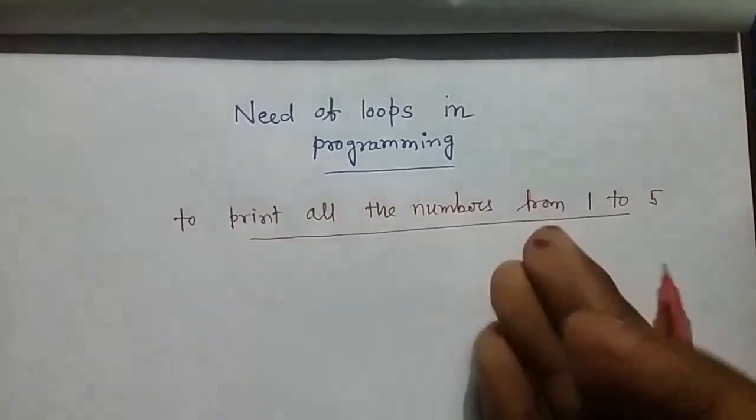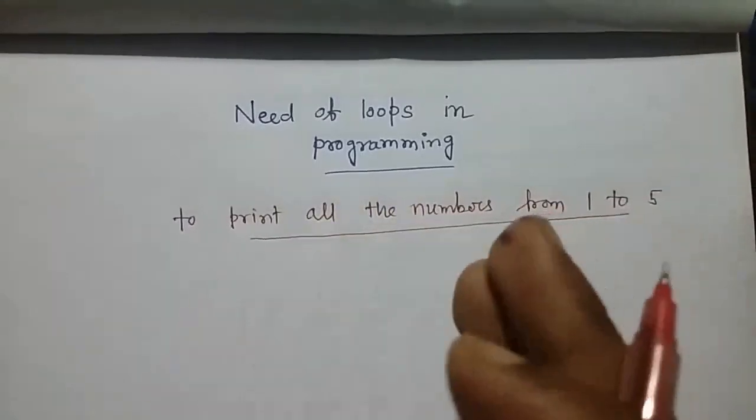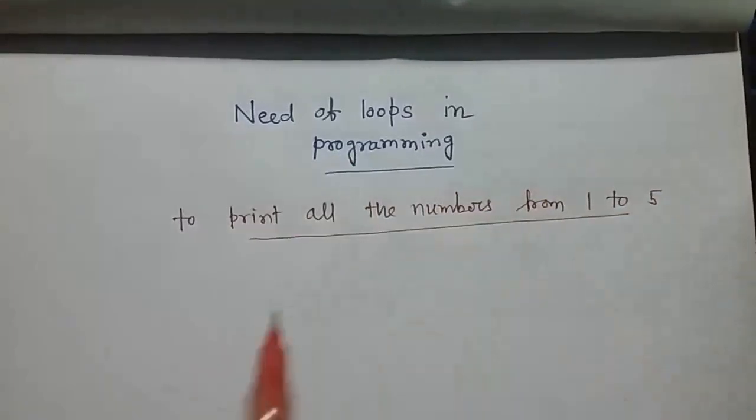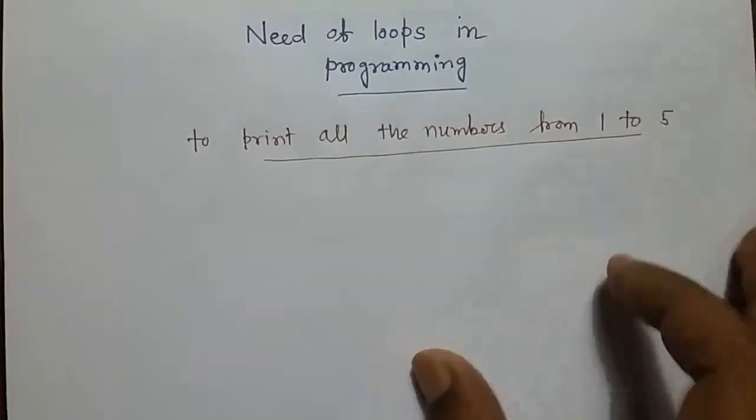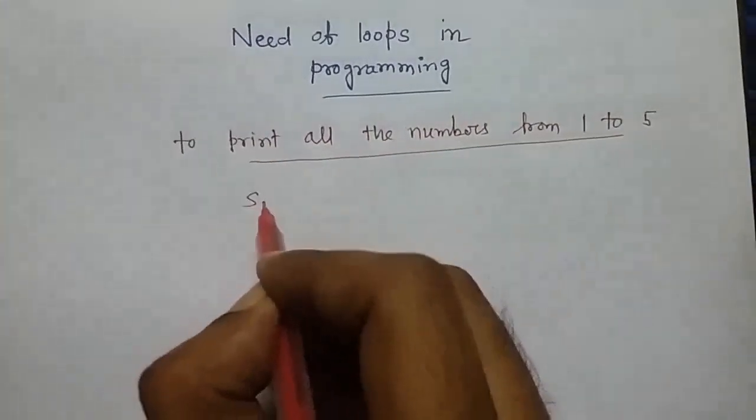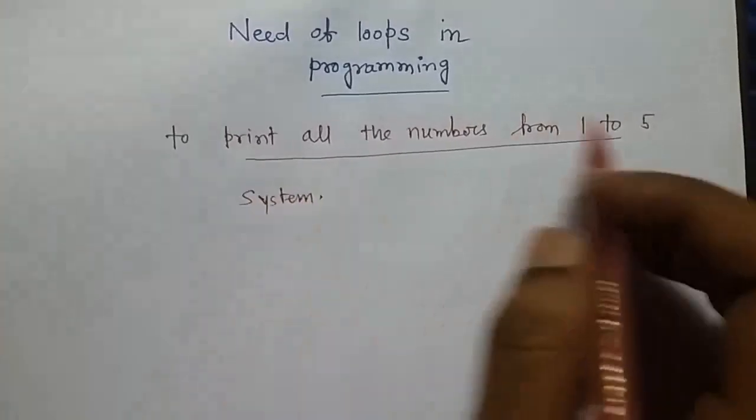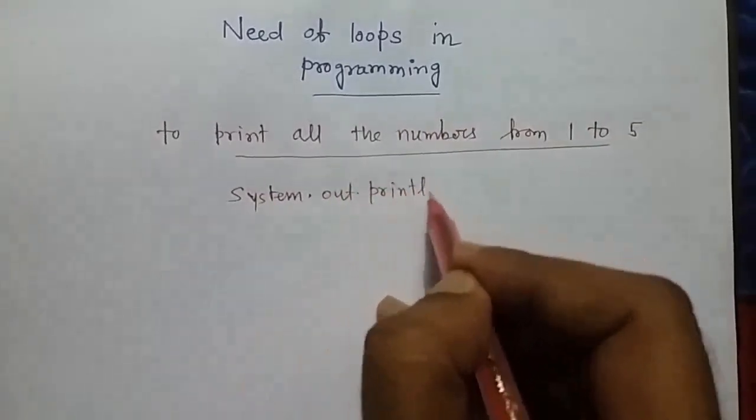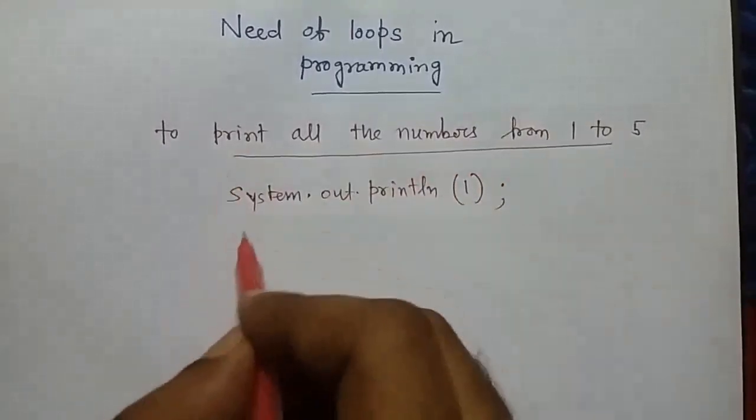So what will you do? Obviously you will use System.out.println statements, five System.out.println statements inside the main function, as you do not have the concept of a loop. So inside the main function you will write five System.out.println statements like System.out.println(1). This statement will print the natural number 1.